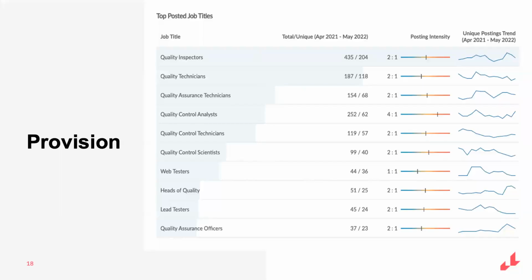Here, we can see the top job titles recruited within that occupation, the SOC code 3115 quality assurance technicians. So in that family, in the Northeast, and I've looked at job postings over the past year. So that's April 2021 to May 2022. This can help us understand what kind of jobs we're talking about, as these occupational taxonomies don't always paint a picture that's easy to associate with the real world.